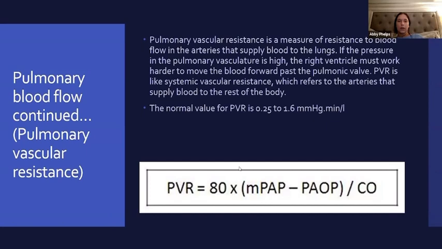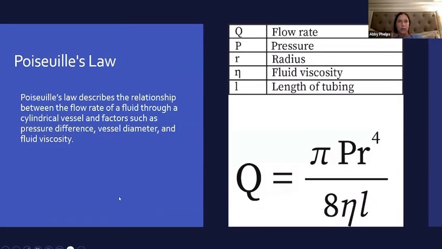And then also here is the calculation for it. So Poiseuille's law, excuse me, describes the relationship between the flow rate of a fluid through a cylindrical vessel and factors such as pressure difference, vessel diameter, and fluid viscosity. And then here's also the calculation for that right here.